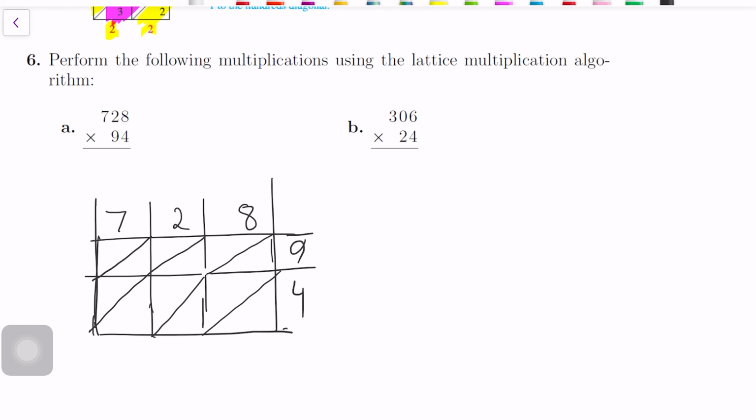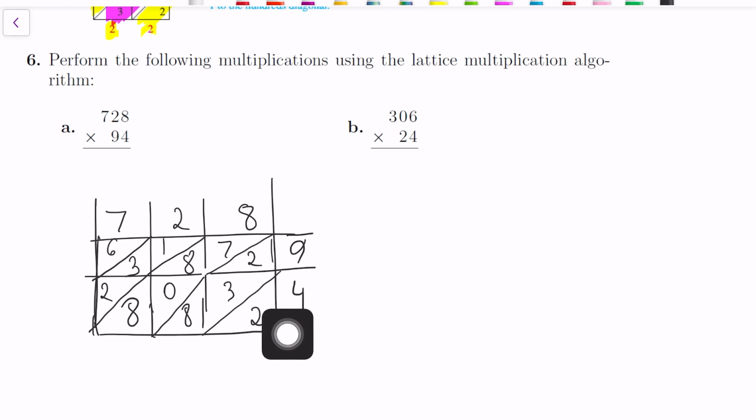Okay, so let's do 8 times 9, that's 72. 4 times 8, that's 32. 9 times 2, that's 18. 9 times 7, that's 63. Now 4 times 2, that's 8. 4 times 7, that's 28. Right, so again, I multiply every number where they intersect: 8 with 9, 4 with 8, 9 with 2, 4 with 2, 9 with 7, and 4 with 7.